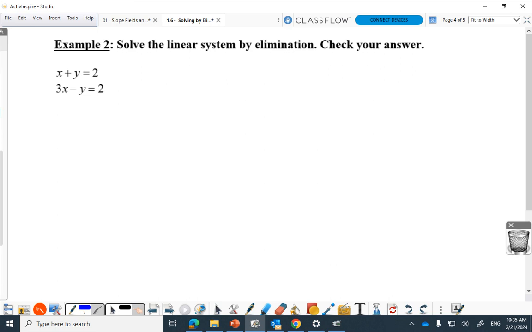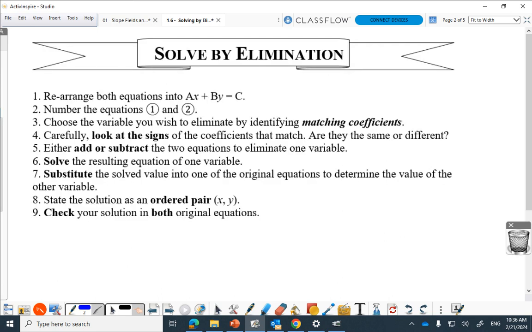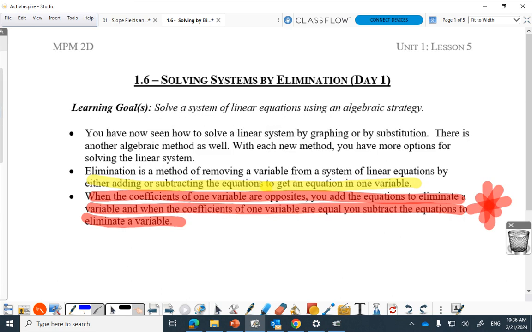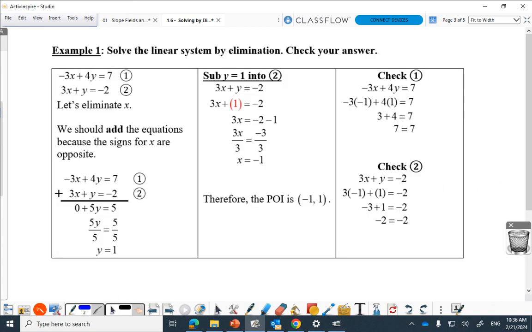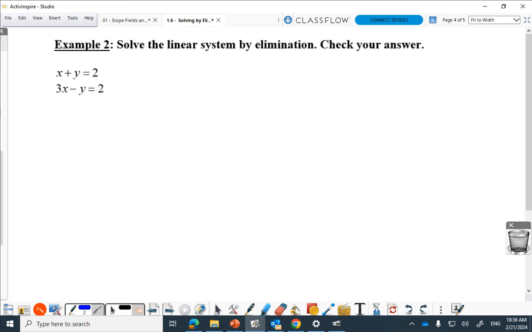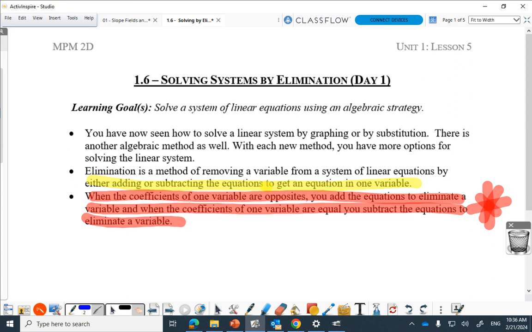I can do it. Let me reread so we can see if there's somebody out there who can tell what to do. I'm going to reread the sentence in red. When the coefficients of one variable are opposites, look at the y's. Y, negative y. Where is it? When the coefficients of one variable are opposites, you add the equations to eliminate a variable. What?